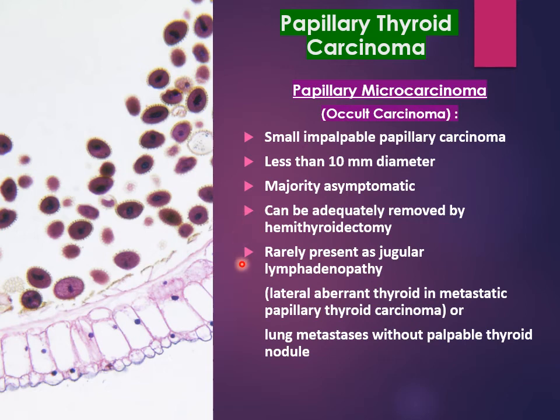They rarely present as jugular lymphadenopathy. If they present, then they present as the lateral aberrant thyroid in metastatic papillary carcinoma of the thyroid. They can even present as metastasis to the lung without a palpable thyroid nodule. So they are usually detected on investigation for the lung nodule that they present with.